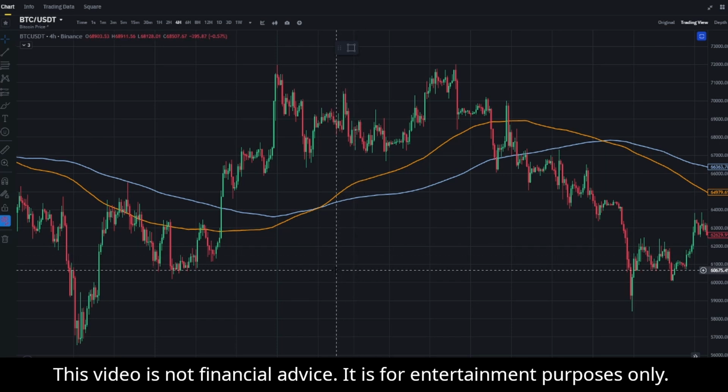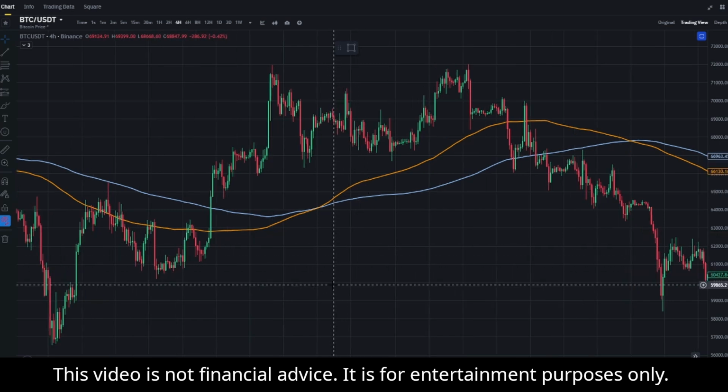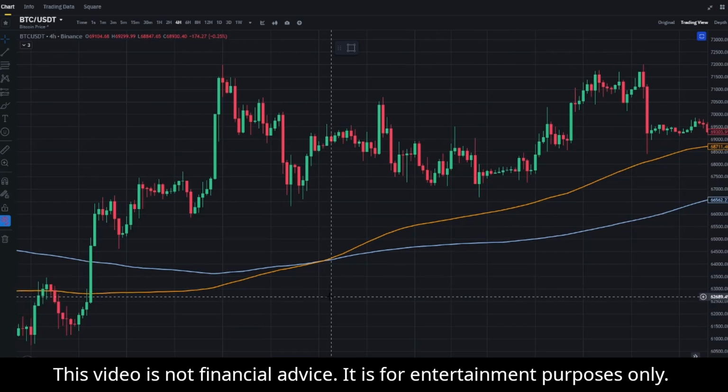And the strategy is simple. It's a long only strategy, and we enter at a 4-hourly close price. For example, I believe around here. On the close timestamp of this candlestick, we enter a long.